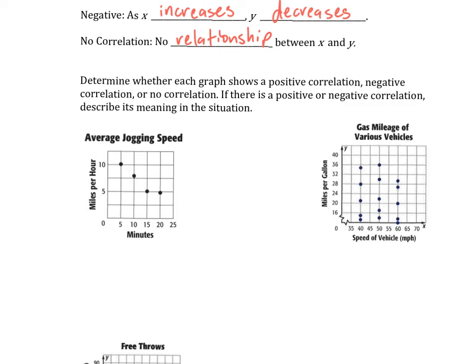Well, it looks like there would be a correlation. I would probably draw a line kind of like that in here. That's pretty close to all the dots, about as close as I can get. And this has a negative slope. So we're going to say that this has a negative correlation. Now we are going to describe the meaning and situation.